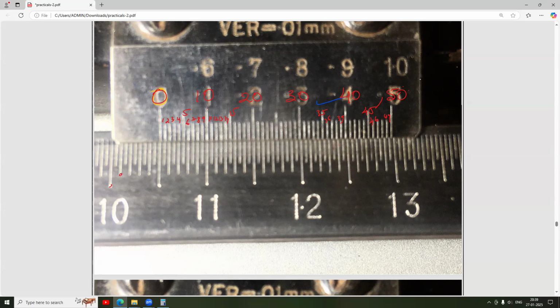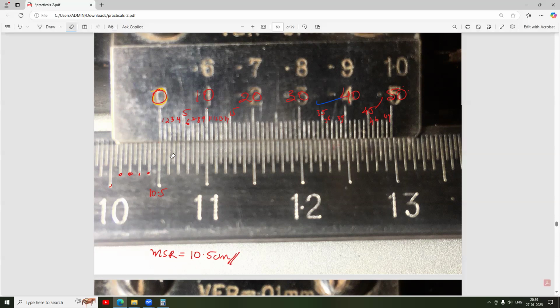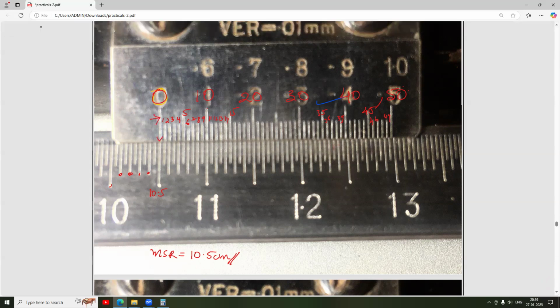This is 10, 10.1, 10.2, 10.3, 10.4. If you see here, this is 10.5. 0 has crossed 10.5 a little bit. So MSR is 10.5. If it has crossed, you have to write the previous line. You can see that 0 has pushed away from 10.5. This 0 is a little away from 10.5. You can't write 10.45, this line, because it has already crossed it.